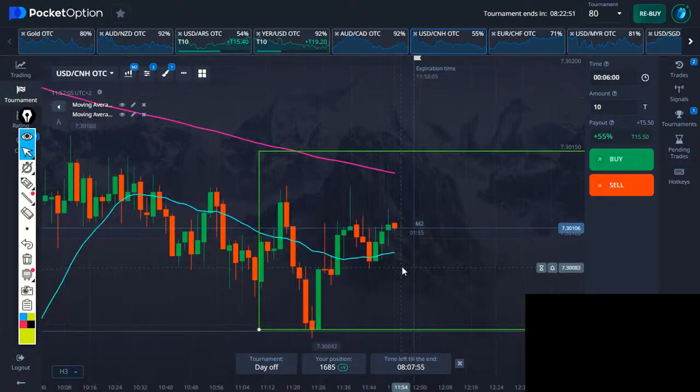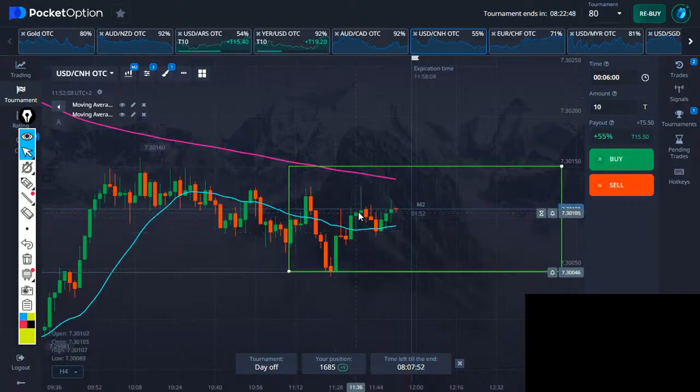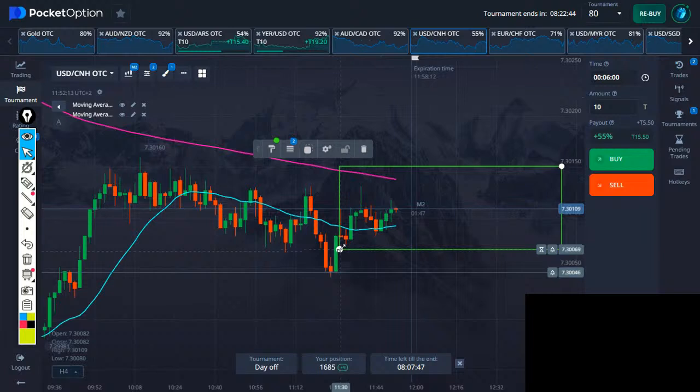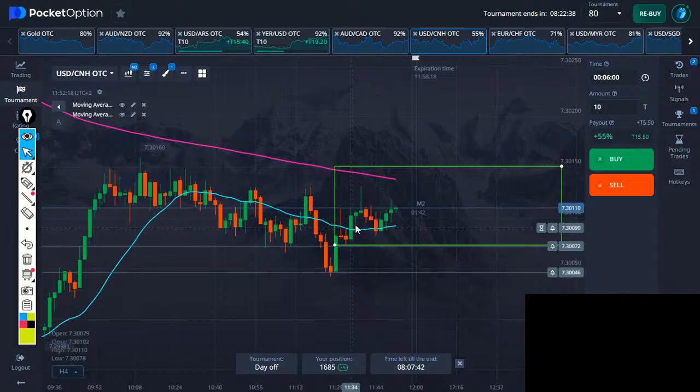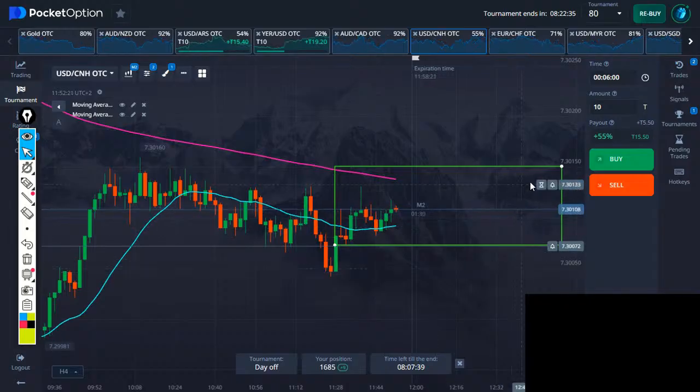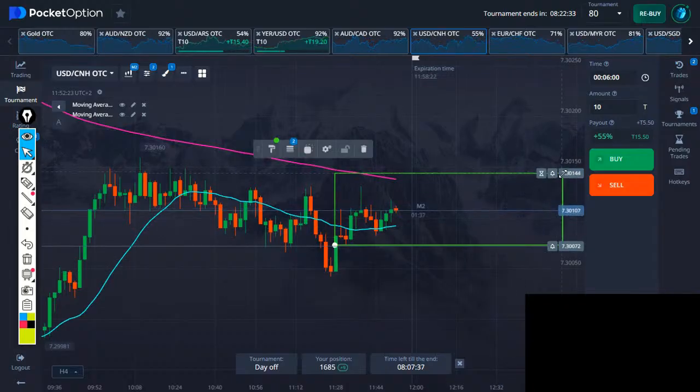This one, let me see, 1, 2, 3, 4, 5, 6, 7, 8, 9, 10, 11, 12. We can do this at this point. So this becomes our swing low for the past 12 candles approximately. All right, and this is your high over here.